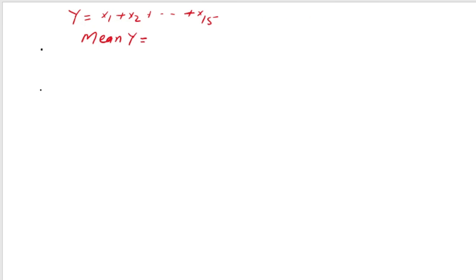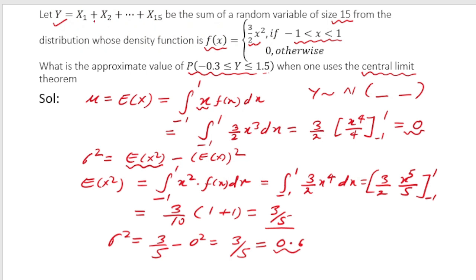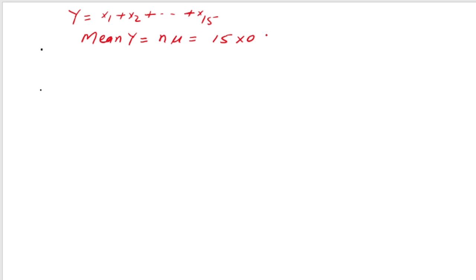So what will be the mean of Y? The mean of Y will be n into mu. Here n is 15, so I will get 15 into mu, and mu is equal to 0, which I have calculated for the random variables X1, X2 up to X15. So it is equal to 0. And what is the variance of Y? That is n into sigma square.